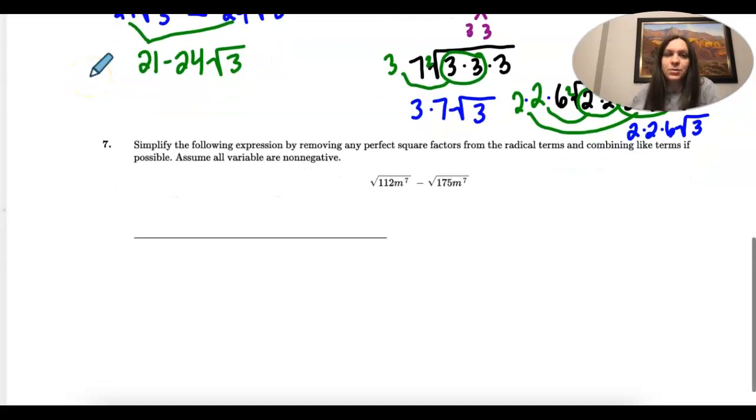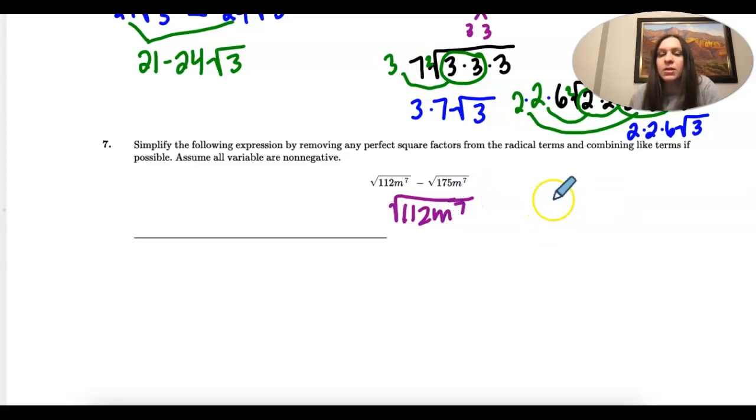Okay, last one, we're going to simplify the following expression like we've done and combine like terms. The only difference on this one is now we have some variables. So I'm going to take these separate. I'm going to take the square root of 112 m to the 7th, and we're going to simplify that. And then we're going to simplify the next one. So when I say simplify, we're following those steps.